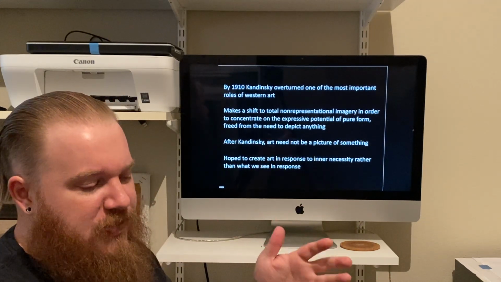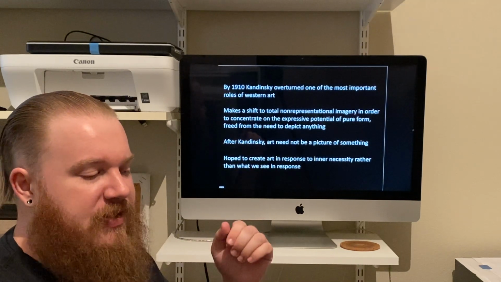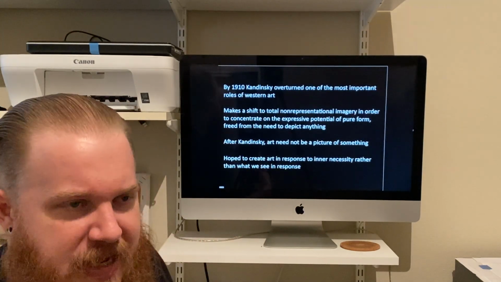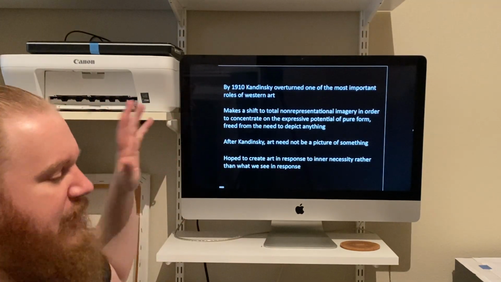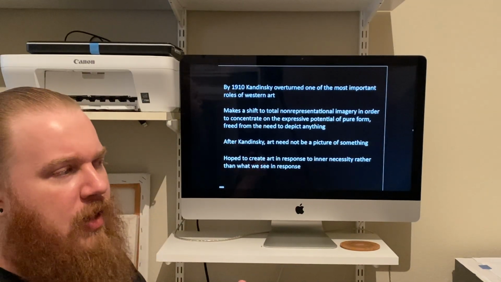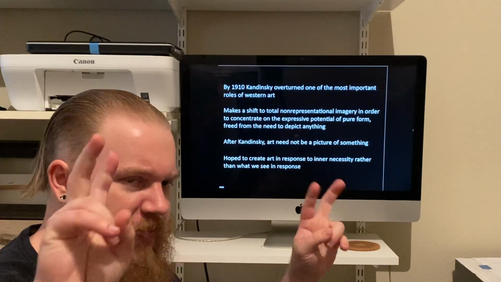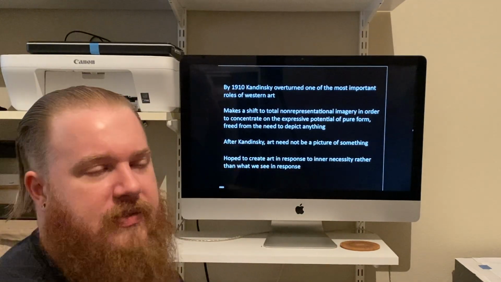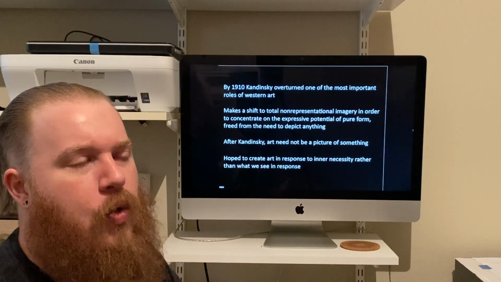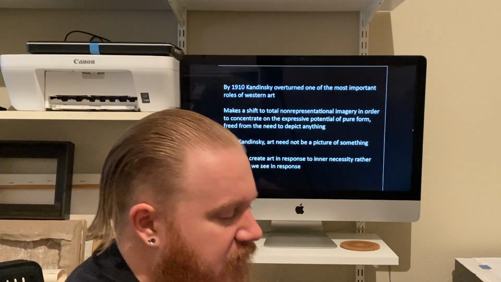In so doing this, Kandinsky hoped to create art in response to inner necessity rather than what we see. So once again, he totally gets rid of representational imagery. Now we don't need to do a painting that is of something. It can just be of paint, and we can still recognize it for its individual qualities, its aesthetic qualities, its beauty, all of these kinds of things.